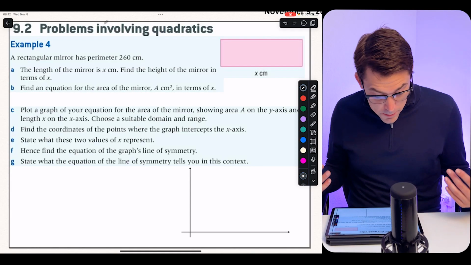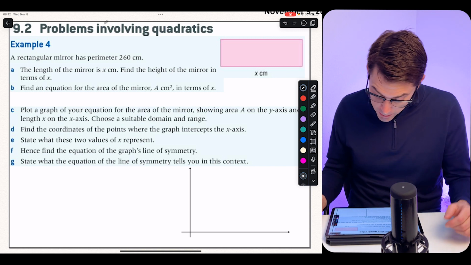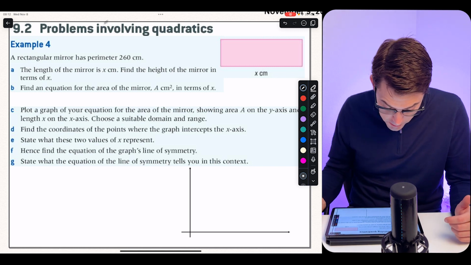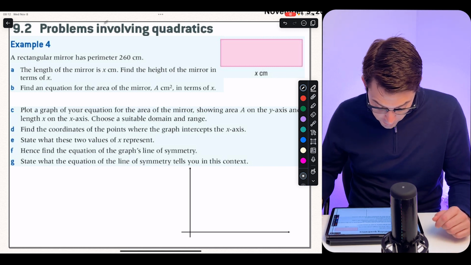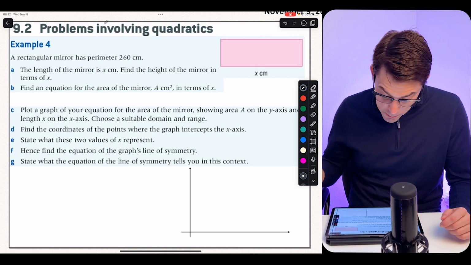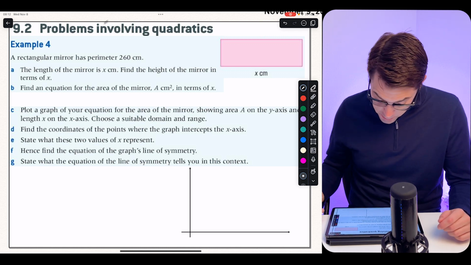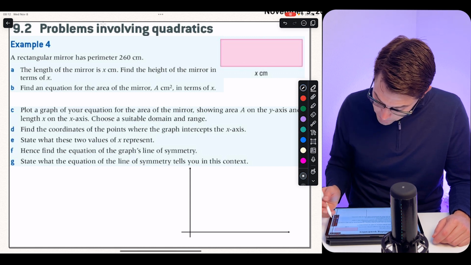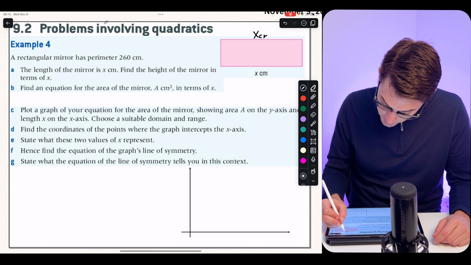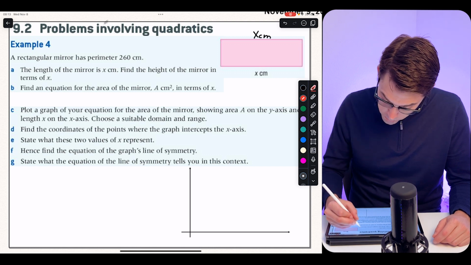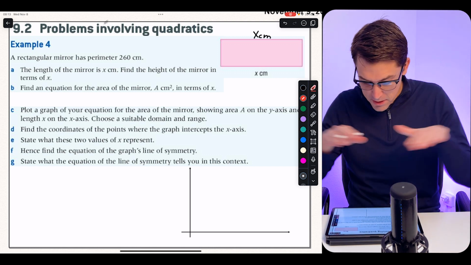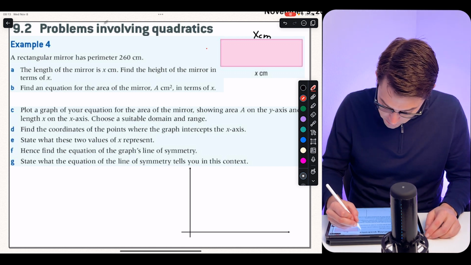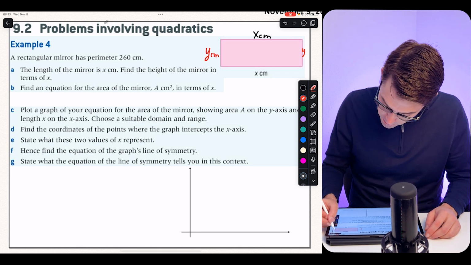All right, so our prompt is very basic. We have a rectangular mirror that has a perimeter of 260 centimeters. So let's find the length of the mirror. The length of the mirror is x centimeters. Let's find the height in terms of x. So again, we're given that length right here is x, which means that on our top, we're going to have x centimeters. And then what about our height? Well, let's say x is horizontal, let's say that y is vertical, so let's call this y centimeters.